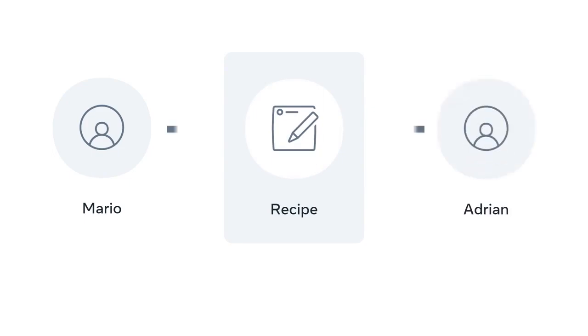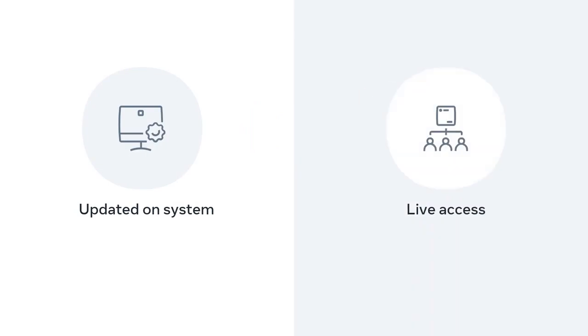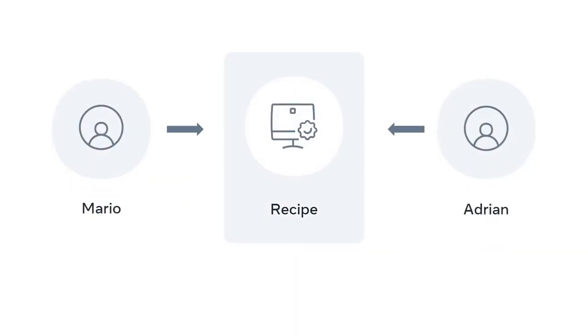To begin, imagine the following scenario. Mario wants to improve Little Lemon's signature chocolate chip cookie recipe and asks his colleague Adrian to help. The recipe is updated on the system so that all other chefs have live access to the most recent version. Both Mario and Adrian read and modify the same recipe on the system. This is an example of using a class to share a copy of the data.